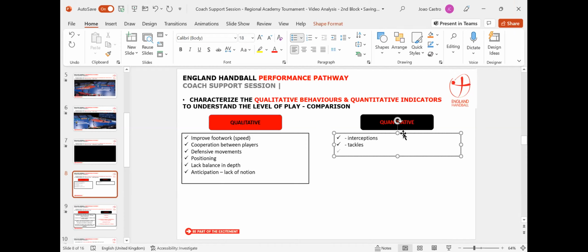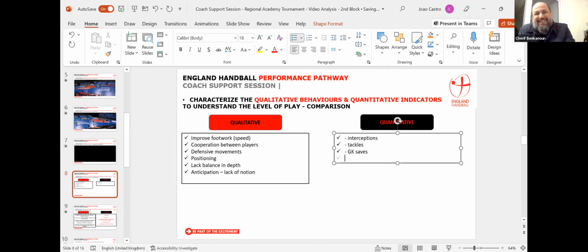Saves. Not enough saves from the goalkeepers, right? Lack of urgency. How do you quantify urgency, Shuri? I think when you picked up the ball, you nicked the ball, and then you're not trying to play fast, that's the lack of urgency. Like, not pushing, not pressing up high. So that's how I quantify it.